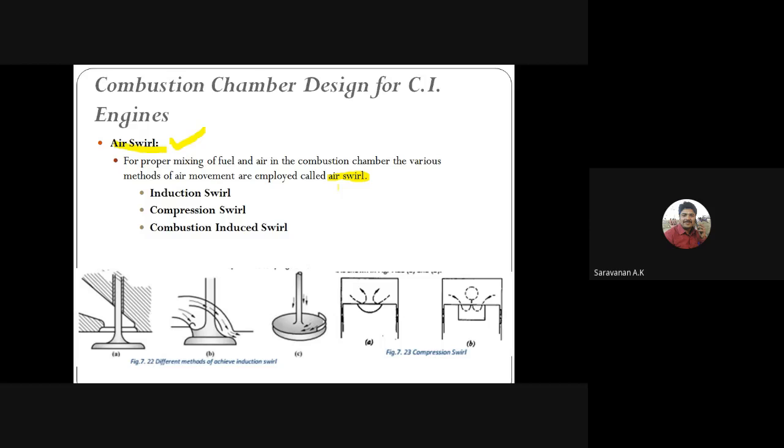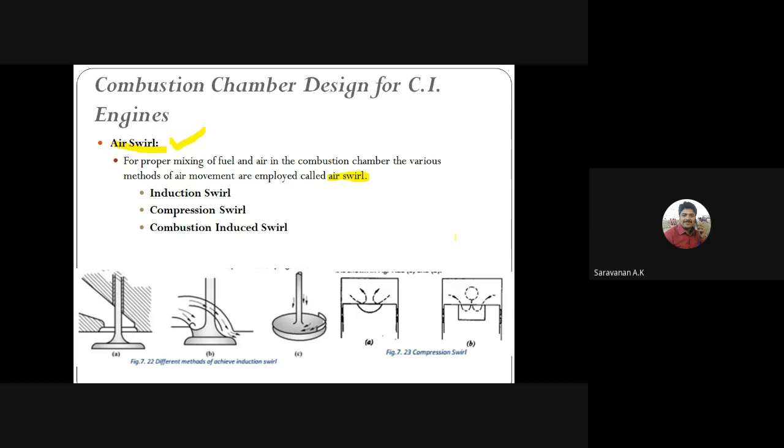For better combustion, it reduces the knocking tendency and improves the efficiency. If there is better combustion, there will be no engine noise, and the engine runs smoothly. So for proper combustion, we surely require air swirl. What is air swirl? It is the proper mixing of fuel and air in the combustion chamber. The various methods of air movement that are employed are called air swirl.